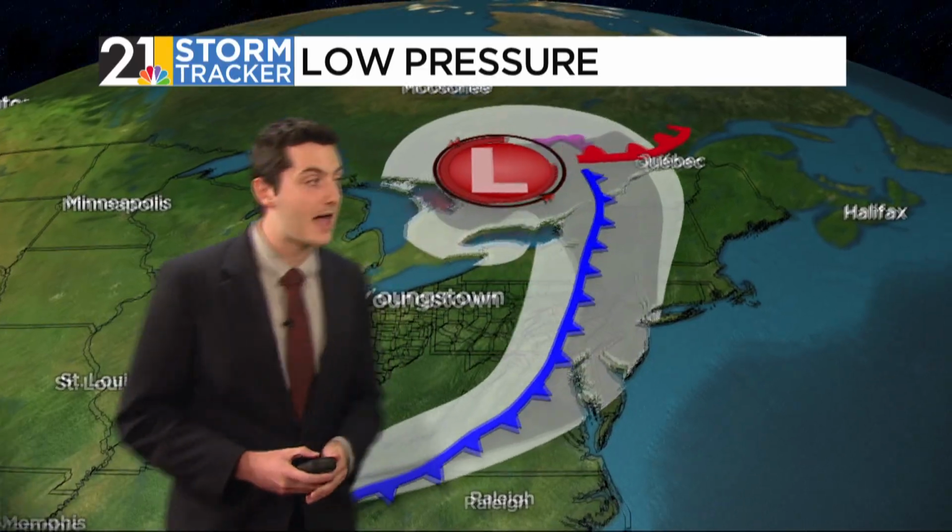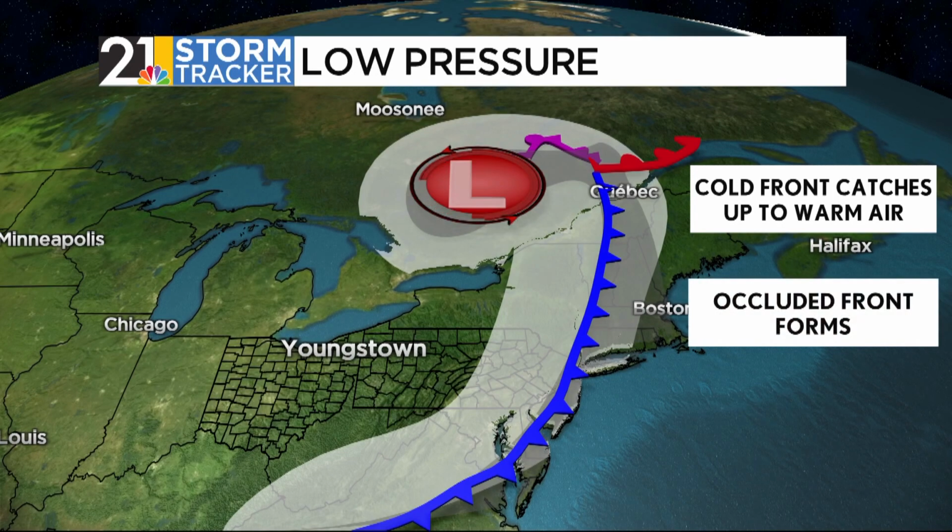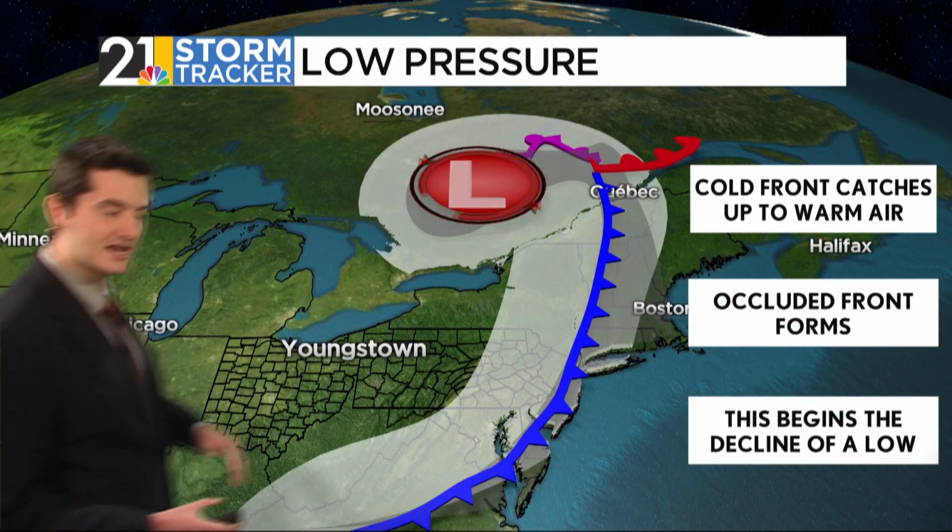And you can see on the map right behind me, with this occluded front you kind of combine the warm and the cold front appearances. You include both the semicircles and the triangles, and this can spell the end of a low pressure system because now you're getting rid of that warm air to fuel the low pressure system. So this is typically the last stage in their development.